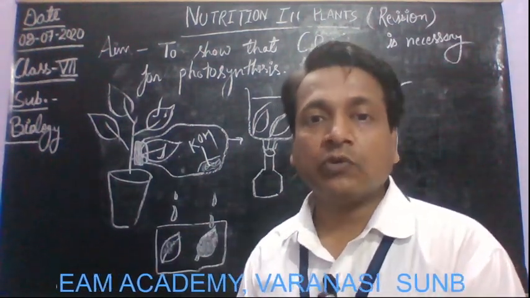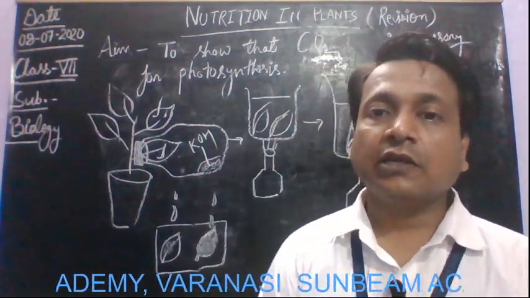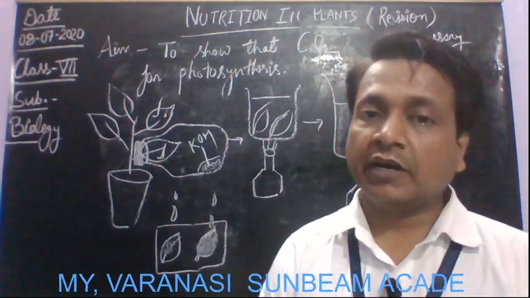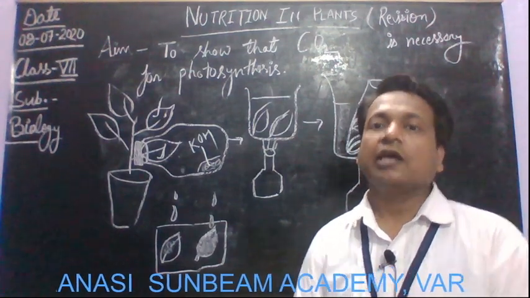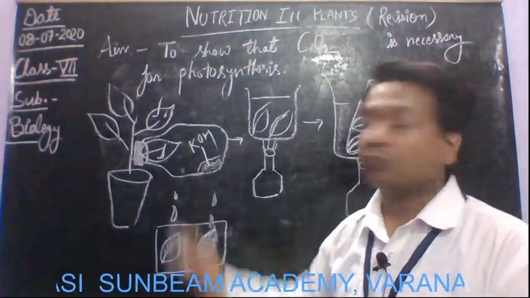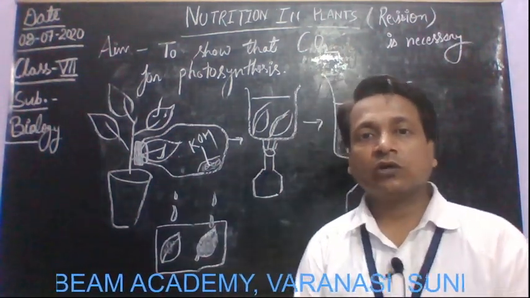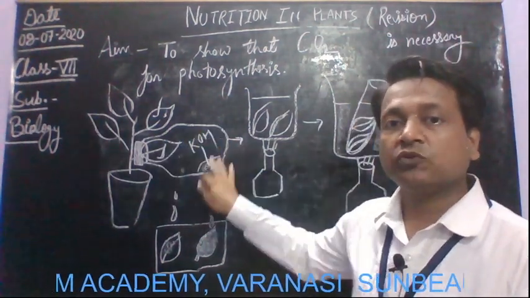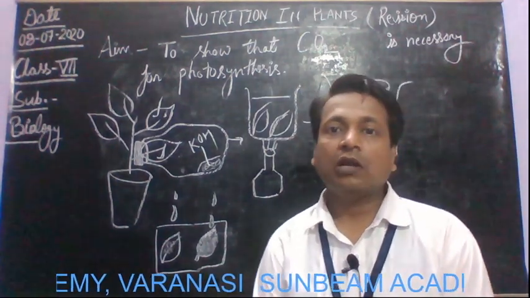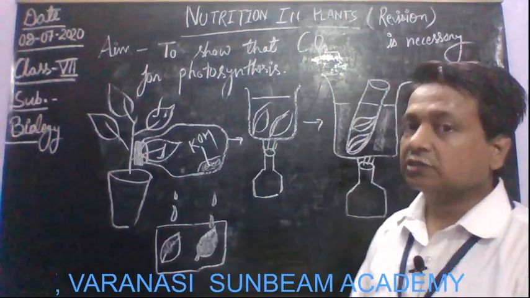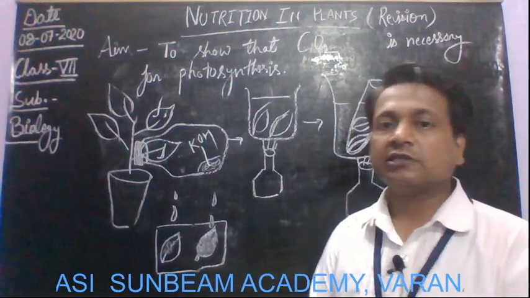Now, children, here you have to remember why we have kept potassium hydroxide. The reason is simply that this jar contains some carbon dioxide. To remove that carbon dioxide inside the jar, we have taken this chemical. The property of this chemical is to absorb carbon dioxide. So whatever carbon dioxide is present inside the jar gets absorbed by the potassium hydroxide solution. So there is no carbon dioxide at all inside the bottle, and in the absence of carbon dioxide, starch is not formed in this leaf, and as a result its color does not change to blue black.